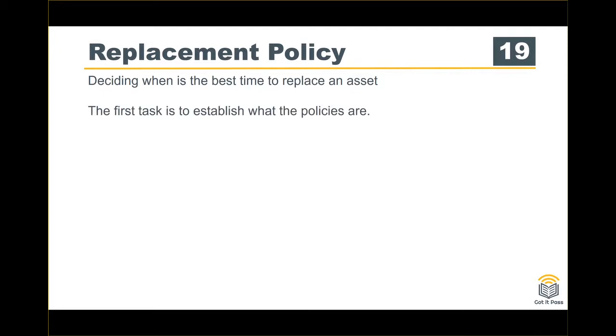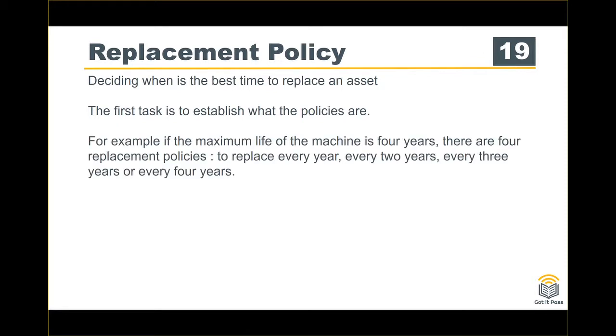And the first task is to establish what the policies are. For example, if the maximum life of a machine is 4 years, there are 4 replacement policies. You can replace every year, every 2 years, every 3 years, or every 4 years. So you have to set the policy first.